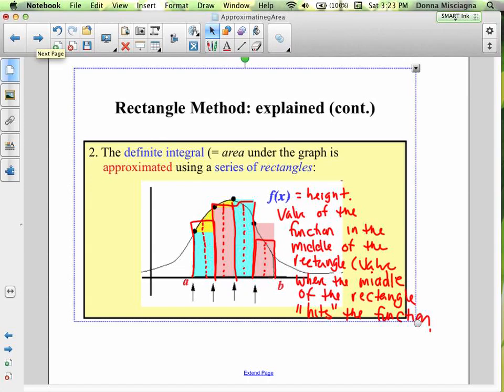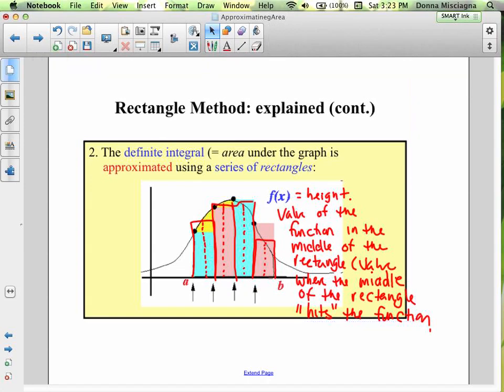All right? So three different ways. Which one is right? They're all right. Right? It all depends. It depends on the function.